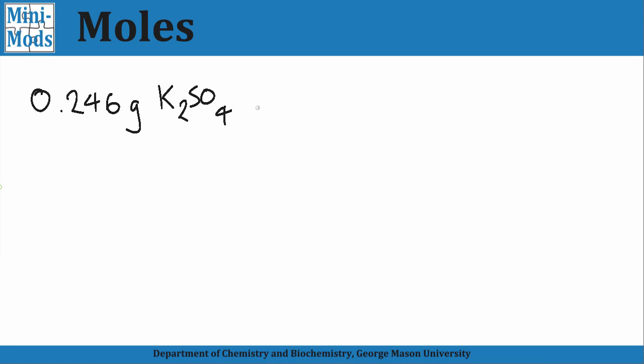In this problem, we need to calculate the number of moles of potassium sulfate in a sample that weighs 0.246 grams. In order to convert to moles, we're going to need a conversion factor. So we're going to need to multiply by a conversion factor that has grams in the denominator and moles in the numerator. That way we can cancel out the units of grams. This quantity will be the inverse of the molar mass, which has units of grams per mole.